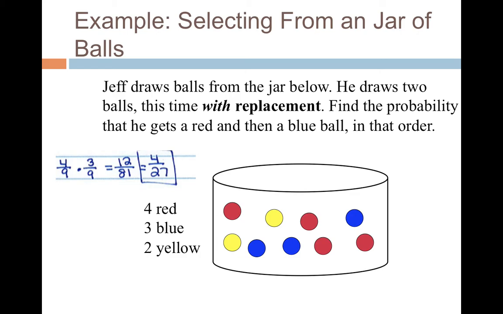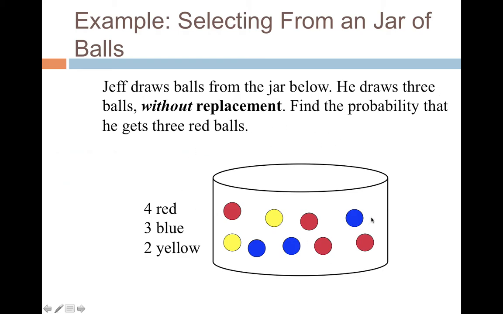So this one is independent. The first example was dependent. Multiplying across the numerators gives me 12, and the denominators give me 81. So 12/81 reduces down into 4/27. So let's take a look at another one.